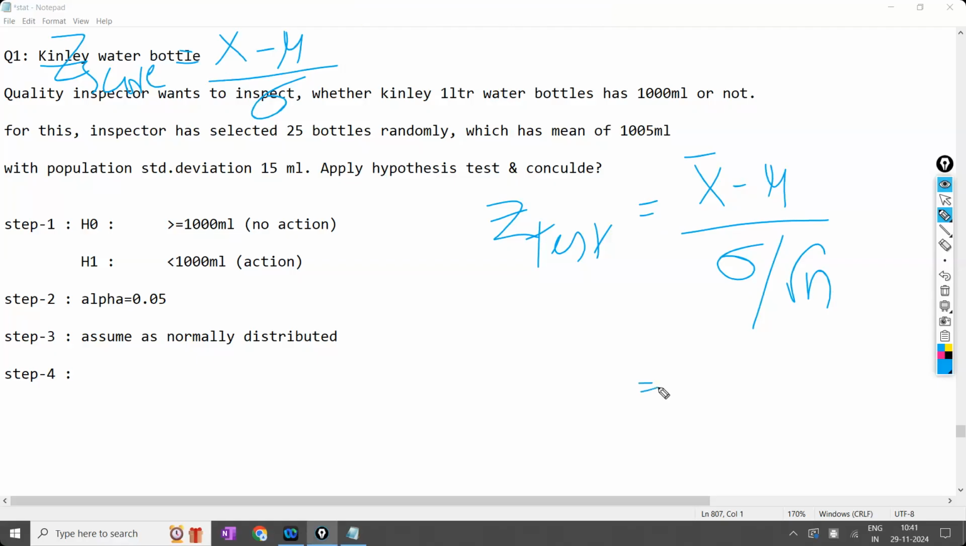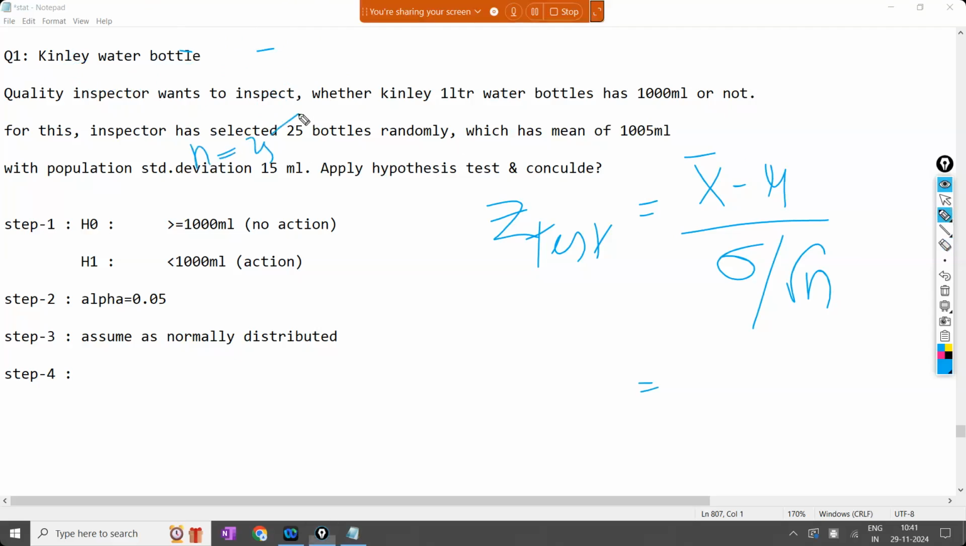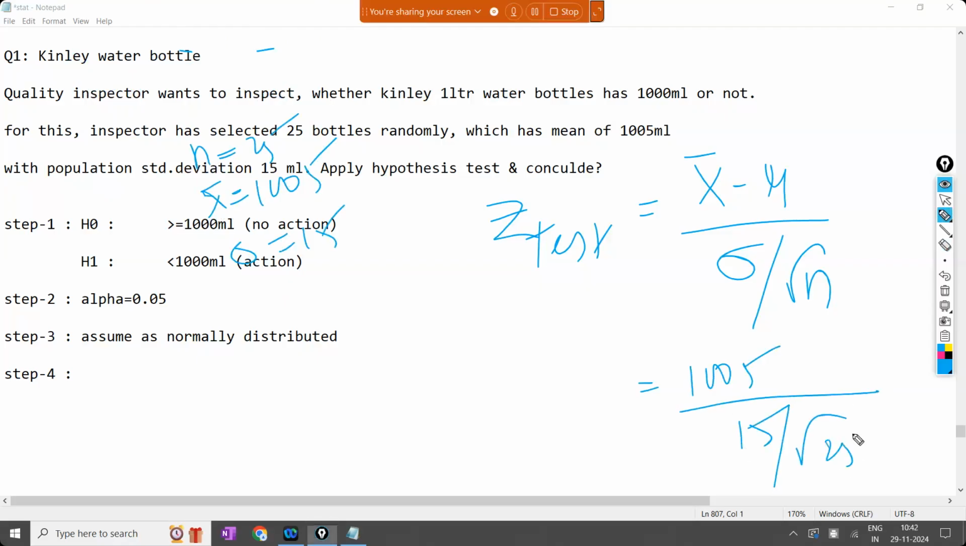In your question, tell me how many bottles they have selected? 25 bottles, so n is 25. And what is the sample mean? For these 25 bottles, the average is 1005. Population standard deviation is what? 15. So now here you apply 1005, 15 and 25. These three you are going to apply here.